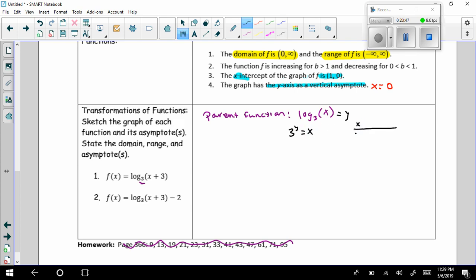Generally, your input is your x values, but it's much easier in this particular case to plug in our y values. So if you think about it, that would be 0, 1. 3 to the 1 would be 3. 3 to the 2 will be 9. After that, it starts getting a little too big to mess with on a graph. So we're looking at how these transformations will occur.